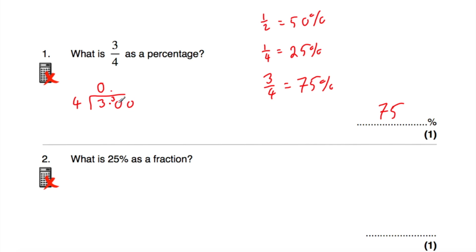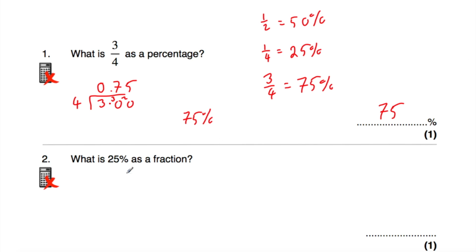How many 4s go into 30? That'll be 7 remainder 2. And how many 4s go into 20? That's 5. So 3/4 is 0.75. And then if you times that by 100, you get 75, so that'll be 75%. So that's one way you could change 3/4 to a percentage. But again, I would just say it's useful to learn it off by heart.